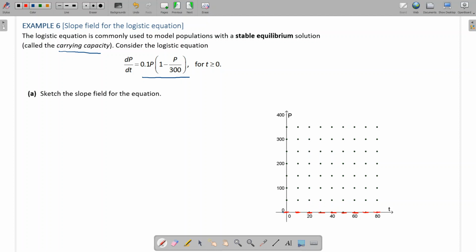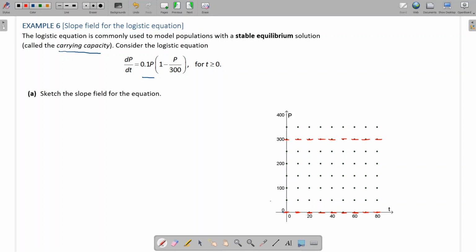But if you put p equal to 300 in, this turns out to be a 1, and so this entire expression would be 0. So you will get horizontal tangents when the population is 300 as well. Whenever the population is 300, your tangents are going to be horizontal. Okay, so then you would just need to go through and find the values at each of these nodes.